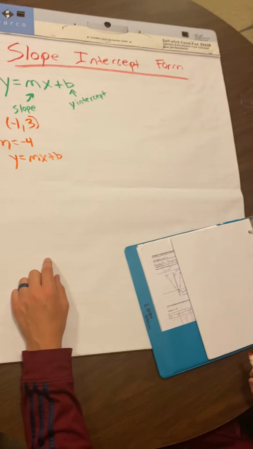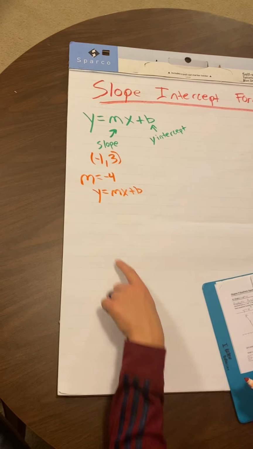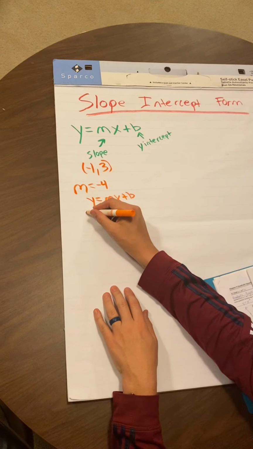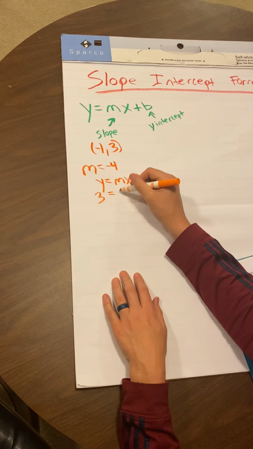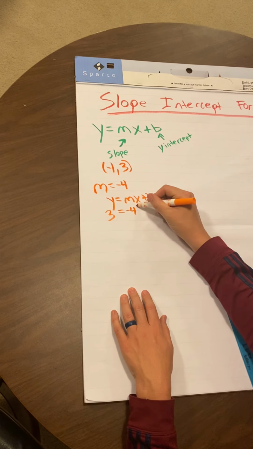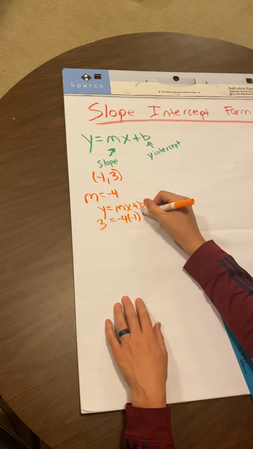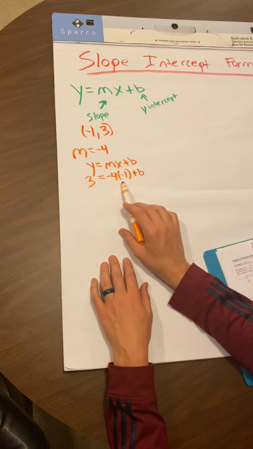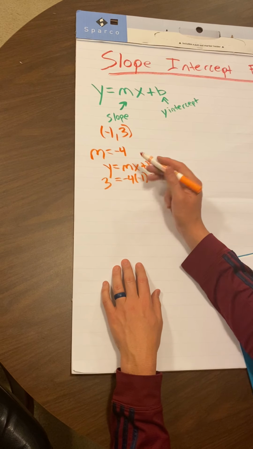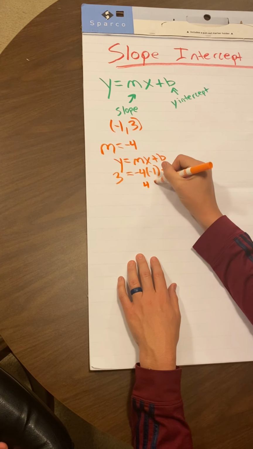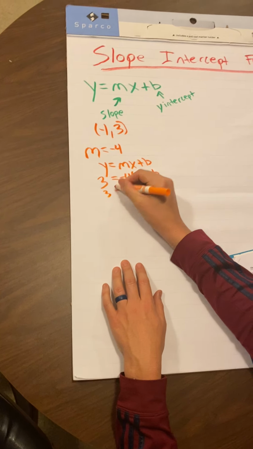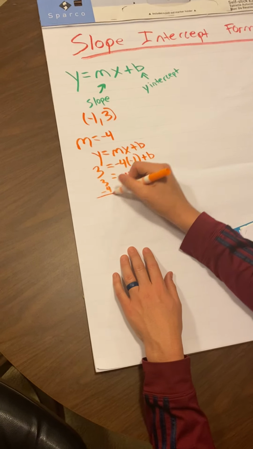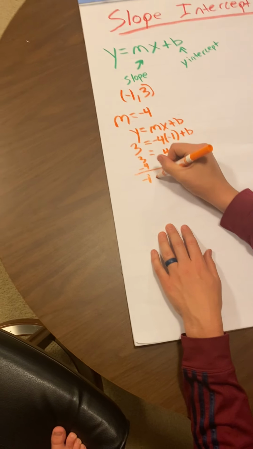When we do that, let's write what we know. We know y could be 3 and x could be -1. So we're just going to rewrite this. 3 equals our slope -4 times our x, which is -1, plus b. So this is just solving an equation now. -4 times -1 is +4. We subtract 4 from both sides. We get -1 equals b.